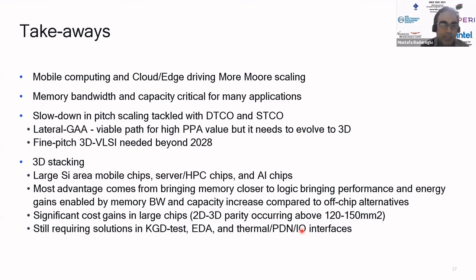And the 3D stacking, so a lot of large silicon area trend is happening because of AI chips, and also especially memory bandwidth and capacity gain. While the cost gain in large chips, if we keep the target applications in this die area, then we have a cost advantage. Still, we need to solve problems of the known-good-die test, EDA, and thermal, PDN and I/O interfaces. But I think we have also seen a lot of examples that this is going in the right direction. Thank you so much. That's all from my side.